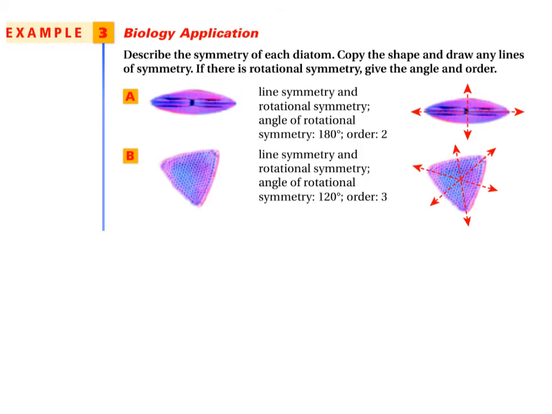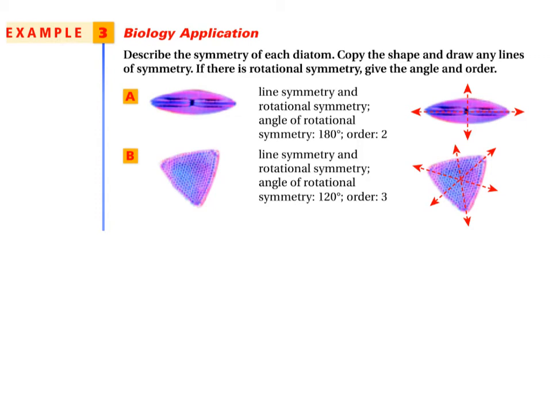Well, line symmetry, I could draw a line straight across or up and down. So as you can see here, you would say, yes, we have line symmetry. Now, does it have rotational symmetry? Can I turn this so it lands upon itself? The answer would be yes. So you would move it how many degrees to land upon itself? 180, and then the order would be 2.